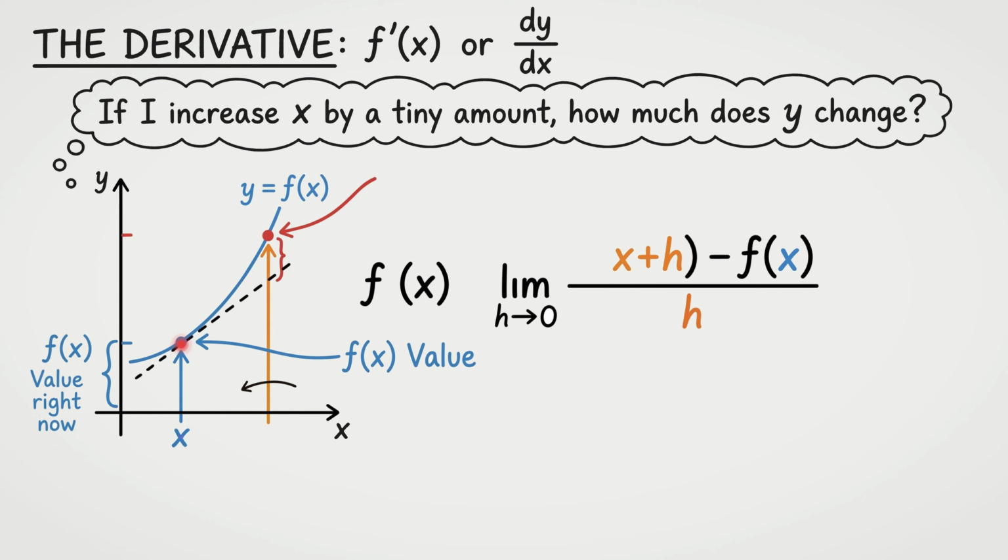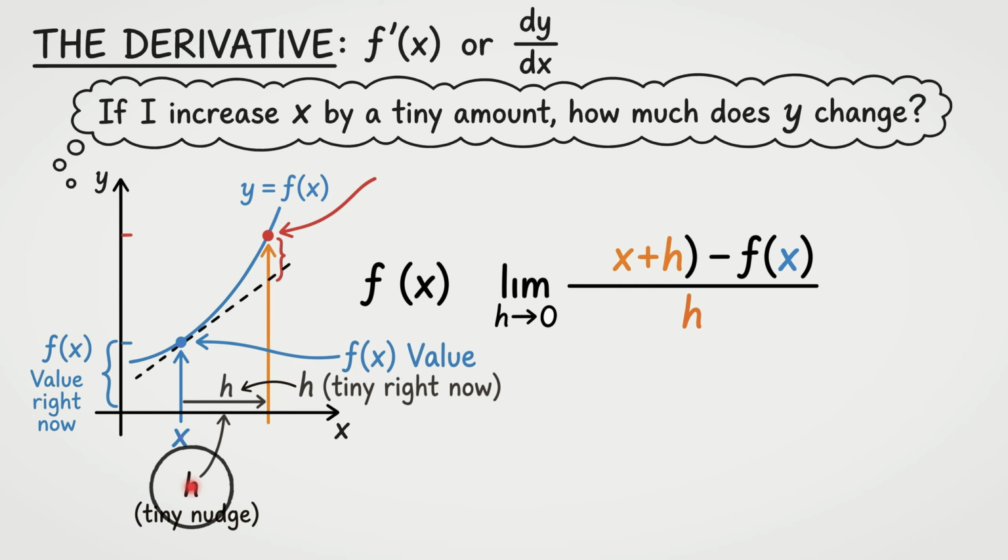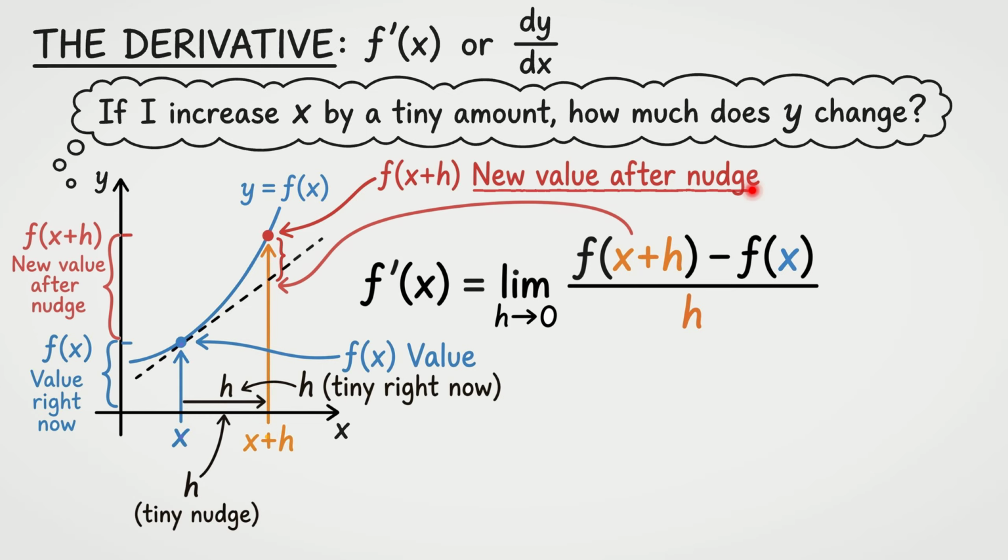Now, we want to measure change. So we give our input a tiny little push to the right. We call this tiny nudge h. By adding h to x, we arrive at a new input position on the axis, x plus h. Because we moved our input, our output has to respond and change too. This brings us up to a new value after the nudge, which we write mathematically in the equation as f of x plus h. You can clearly see that new higher red point over here on the graph.